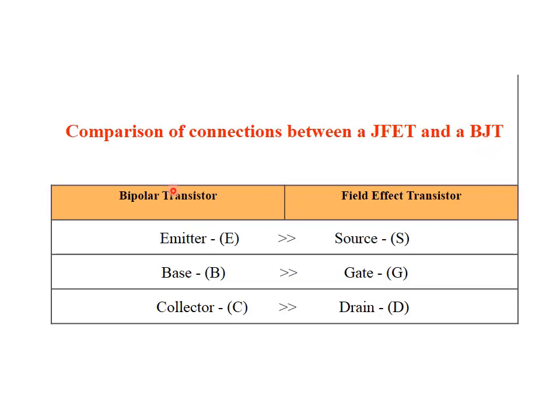Regarding the terminals, in the bipolar we have the emitter, base, and collector. The source here is equivalent to the emitter in the normal BJT. We call it source, and in short we use capital S. The base in the BJT that we already know is equivalent to the gate terminal, and we use capital G to represent the gate. And finally, the collector in the BJT is equal to the drain in the FET transistor, and we use capital D for drain.